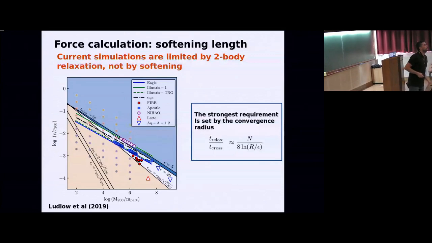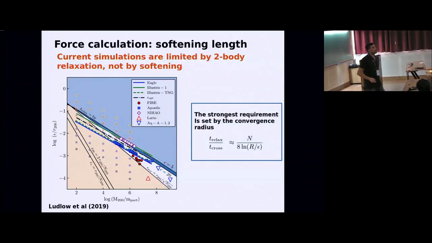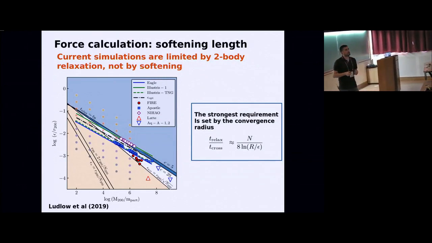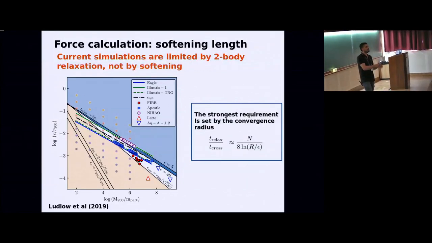Sorry, can you repeat? What would happen if the softening is smaller than the mean interparticle separation? Actually, I think 99% of the simulations that have ever been run have softening lengths much smaller than the mean interparticle separation.